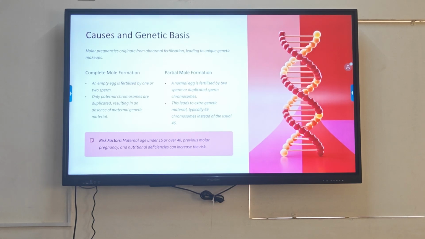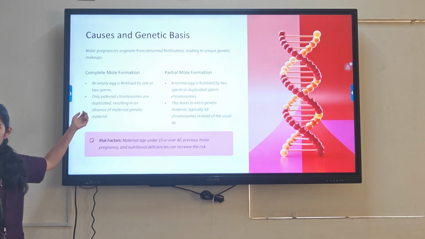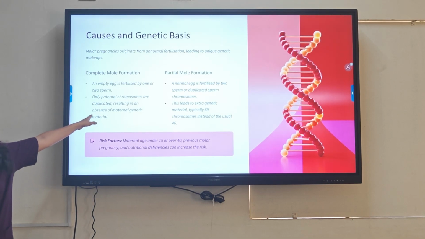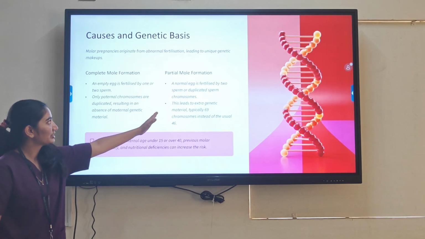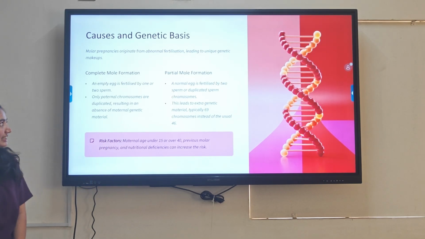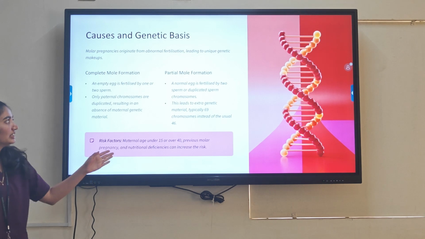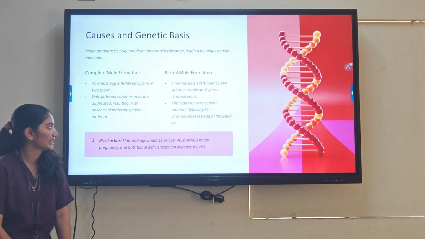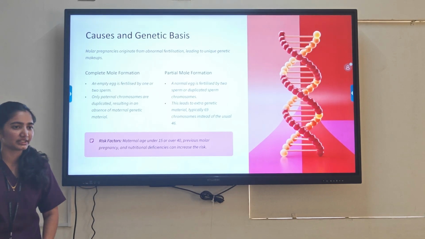Complete mole formation: an empty egg is fertilized by one or two sperms. Only paternal chromosomes are duplicated, resulting in an absence of maternal genetic material. As we know now, the maternal DNA is not present in that egg, so only the paternal chromosomes are duplicated. But in partial molar pregnancy, a normal egg is fertilized by two sperms or a duplicated sperm chromosome. This leads to extra genetic material, typically 69 chromosomes instead of the usual 46.